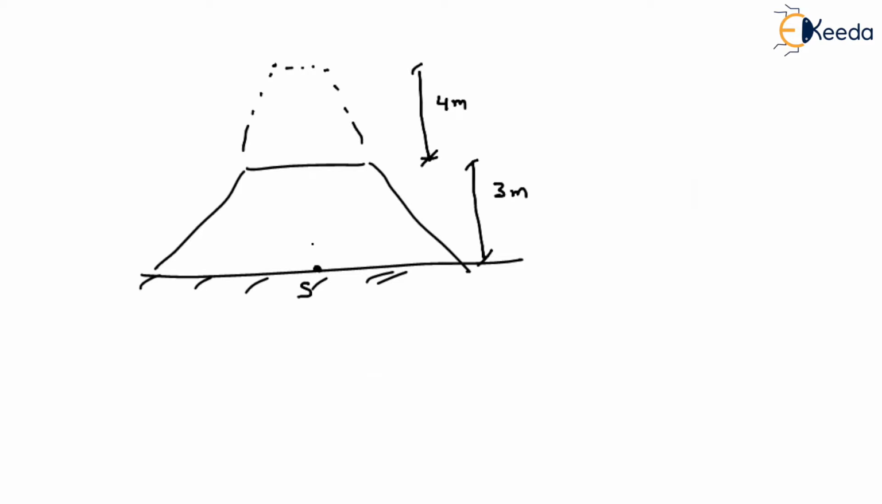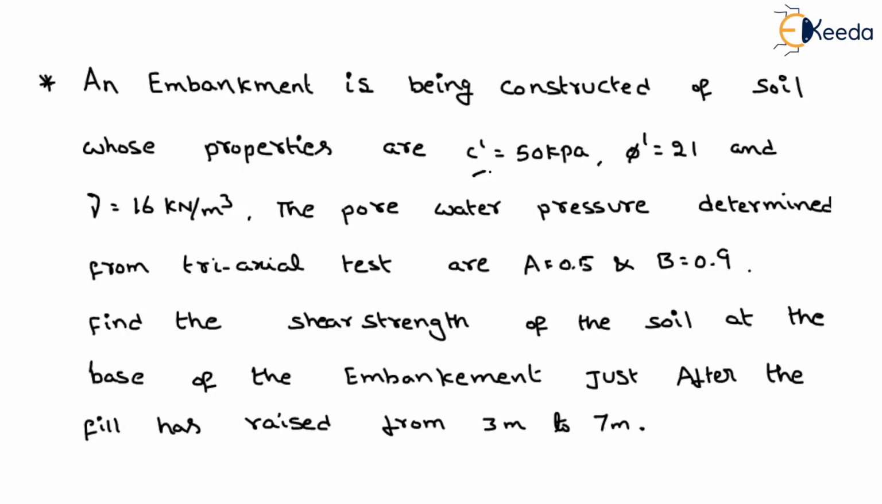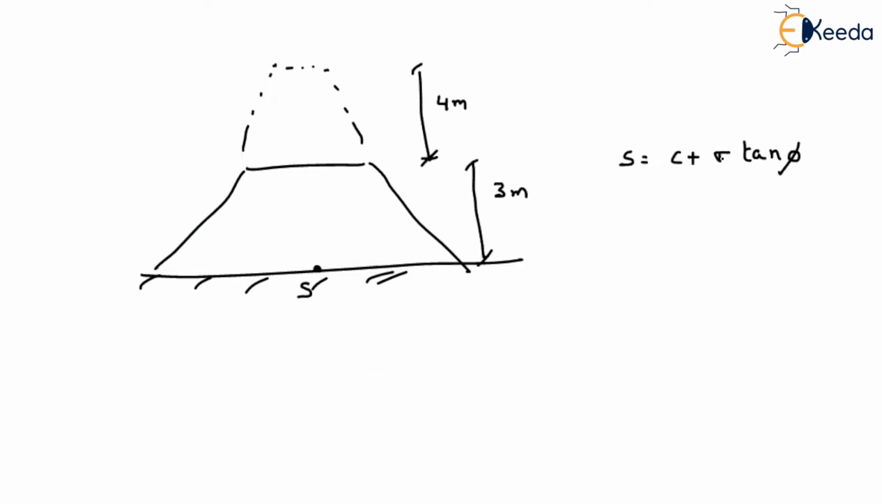So if this embankment is raised from 3 meter to 7 meter, then what about the shear strength? In general, how will you find the shear strength or shear resistance? That is nothing but c plus sigma tan phi. If you see the given question, effective cohesion is given and effective internal friction is given. But what we have to find out? We have to find out the effective normal stress.